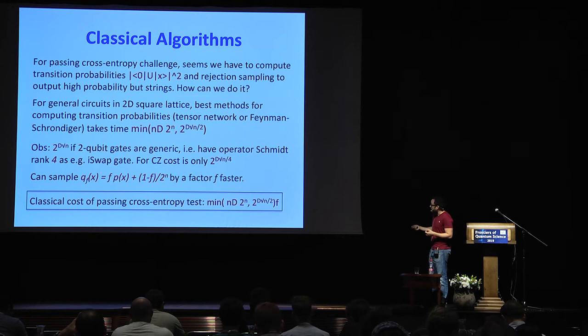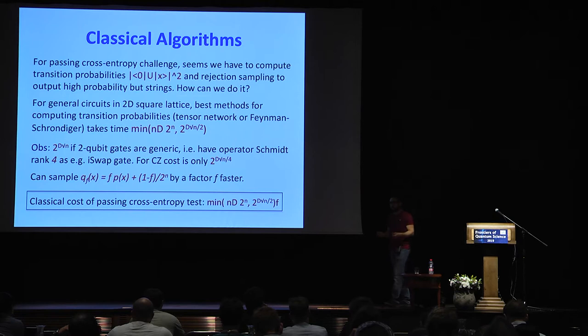So you have a linear reduction in the classical complexity of solving this problem with fidelity. The lower the fidelity, the easier it is for you to solve this problem classically.